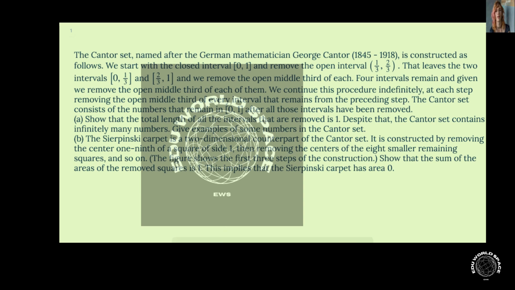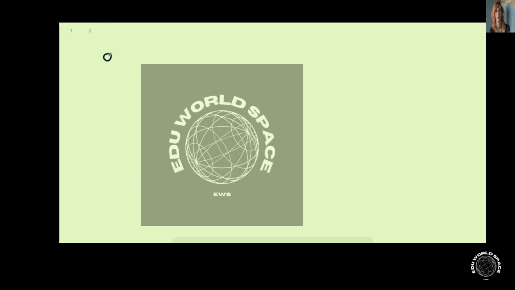Let's go to the next page here for some more room. So for part A, we have the Cantor set. This is where you take the closed interval 0 to 1, and then the first thing you do is you just remove the middle 1/3 here.